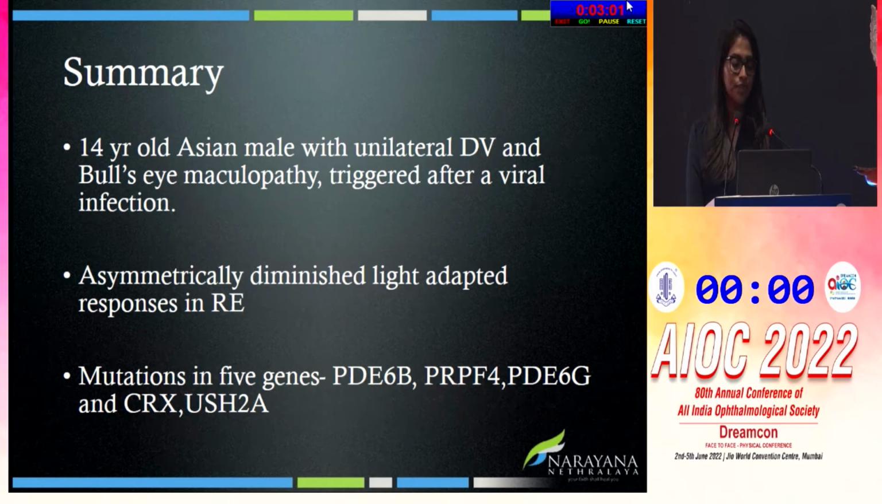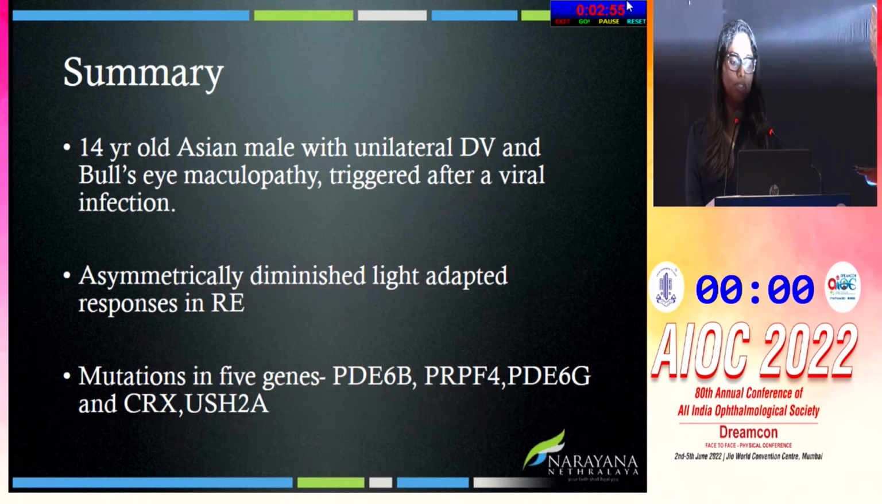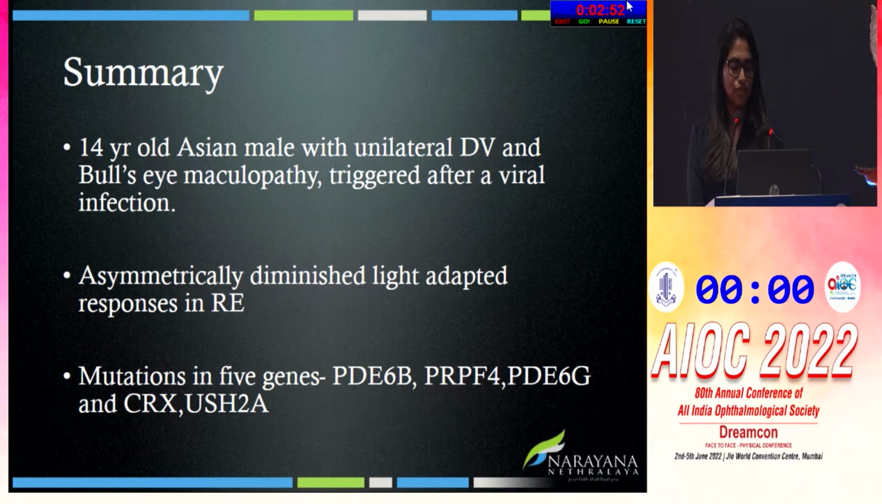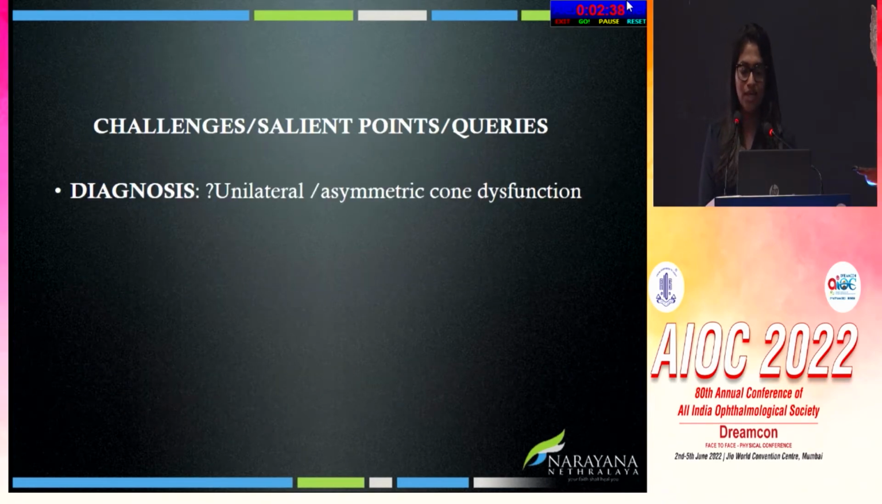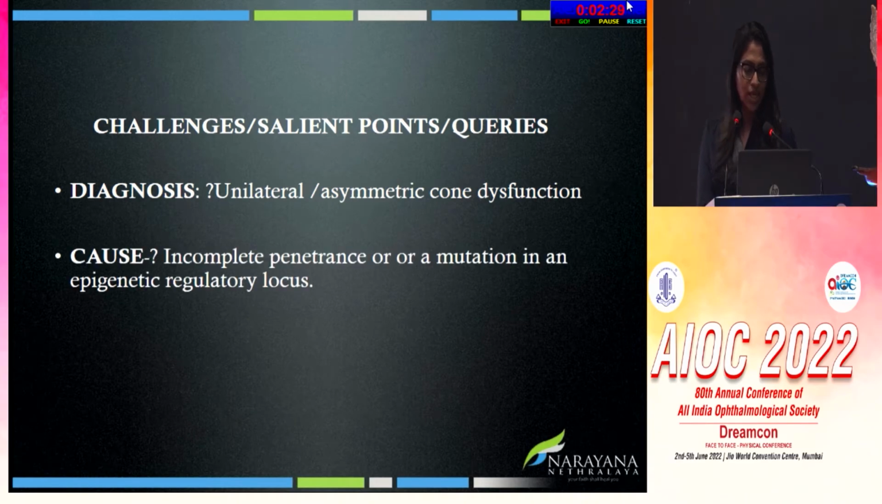To summarize, this was a case of a 14-year-old Asian male with unilateral decreased vision with bullseye maculopathy in that eye, triggered after a viral infection. He had asymmetric diminished light adapted responses in the right eye, more than the left eye, and 5 mutations were noted on whole exome sequencing. So the question is whether this case can be called a unilateral or asymmetric cone dysfunction. Do our experts here have any experience of similar cases? And if it's a unilateral or asymmetric cone dysfunction, what can be the cause of it, like an incomplete penetrance or a mutation in an epigenetic regulatory locus? Thank you.